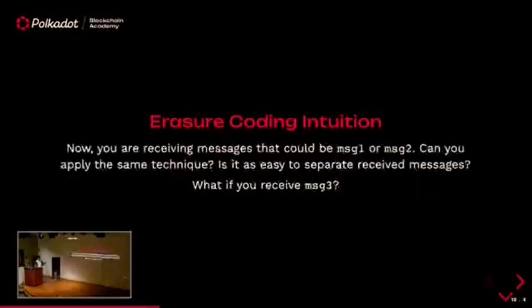But of course, when you're sending real messages, they might be very similar to each other. So if you have message 1 or message 2, can you apply the same technique? It's not necessarily so easy to separate them. Like what if you received message 3? It's only one character off from both of those possible inputs.